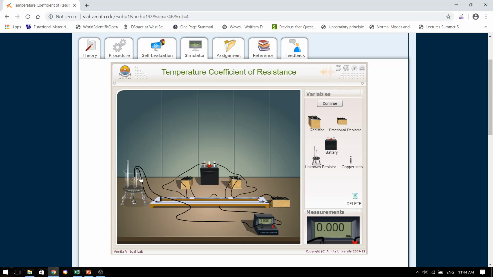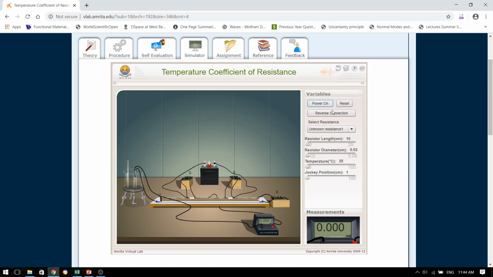Alright. Now that all the components have been put in their respective places, you will see once again that the continue button has been activated. Let us move forward. Once again, we have to first set the value of the small resistances P and Q. So let us again do it for 0.5 ohms. So we have set it, and now we have to choose the particular resistance.